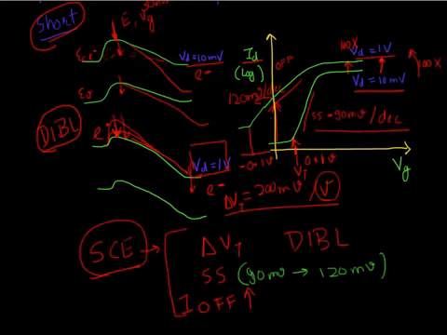So what you see is a decrease in your threshold voltage, 200 millivolts for application of 1 volt of drain voltage. You see a degradation in your subthreshold slope, and you see a corresponding increase in your off current.